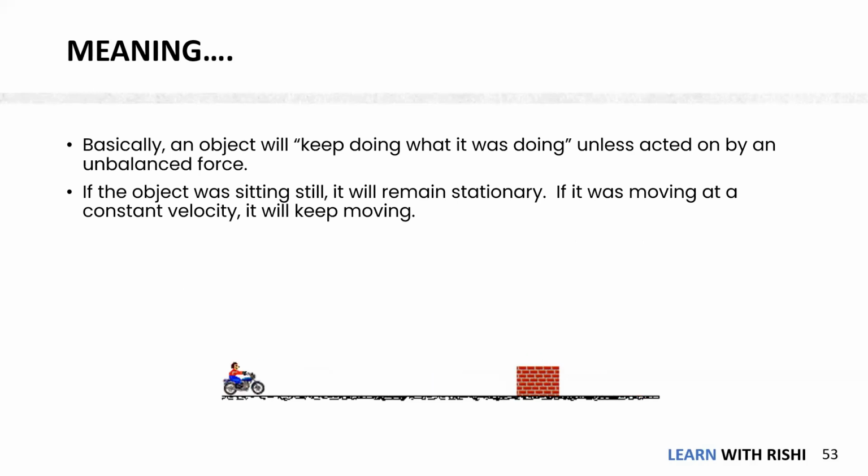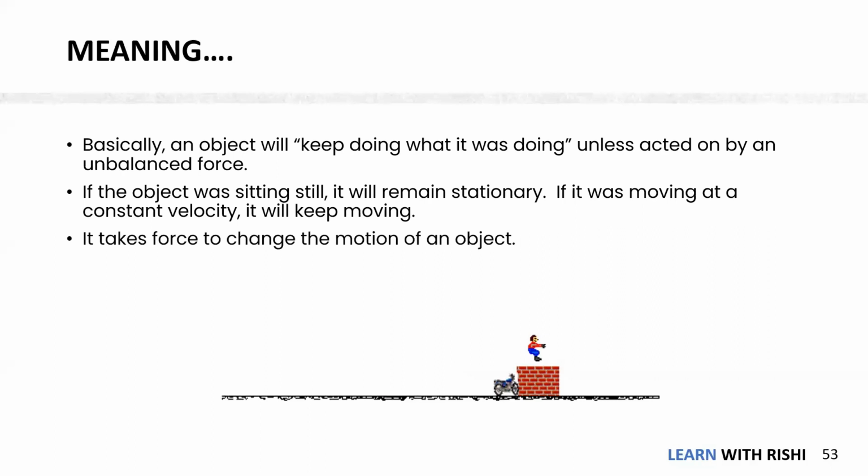So when the object is stationary, it will remain stationary. If it is moving, it will keep moving with that same velocity unless and until we apply any force on that object. So it takes force to change the motion of an object. When we apply force, then only the object will change its motion. This is the simple meaning of the first law of motion.